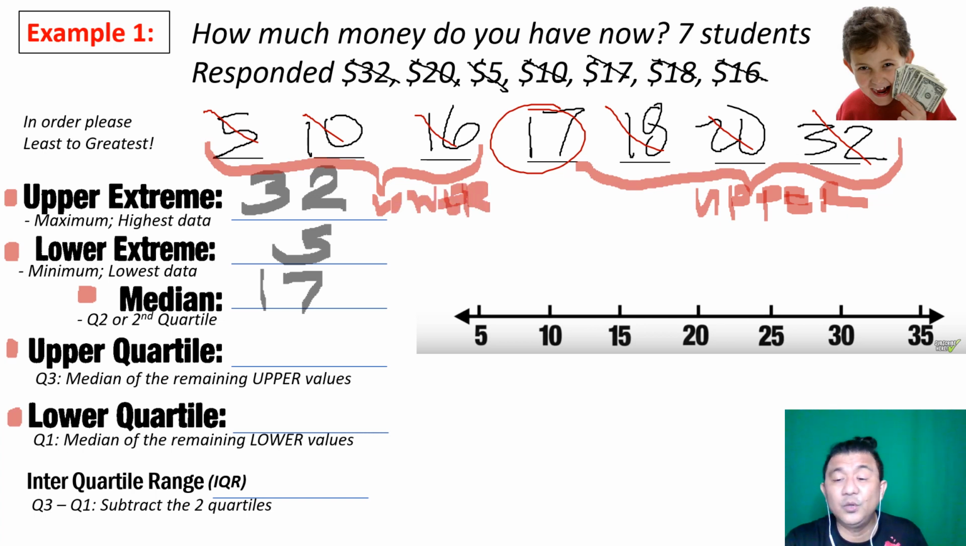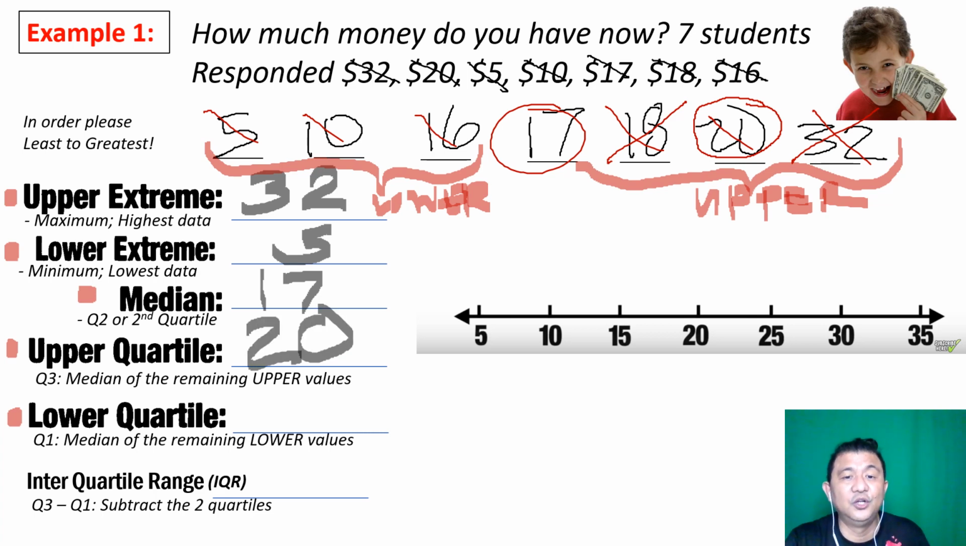Okay, now the lower quartile is this. You will have to do something like a median, a mini median. So let's do the cancellation. Check this out. I want to get the middle number from the upper. Okay, look. Cancel 1, middle number 20. See that? So I will have to write 20 for the upper quartile.